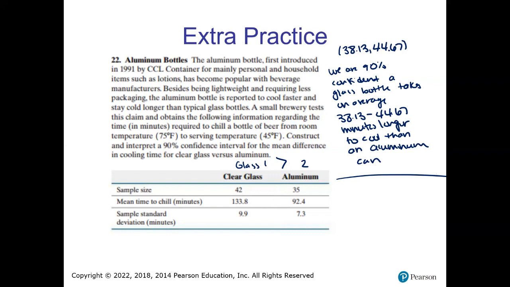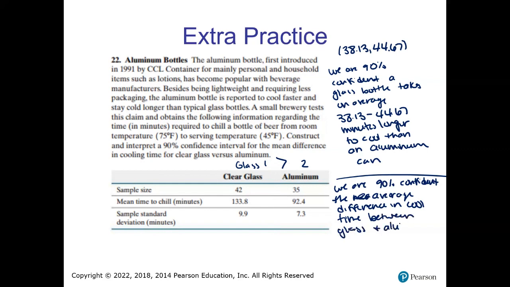real world. You could follow our basic setup of we are 90% confident the average difference in cooling time between glass and aluminum is between 38.13 and 44.67 minutes.